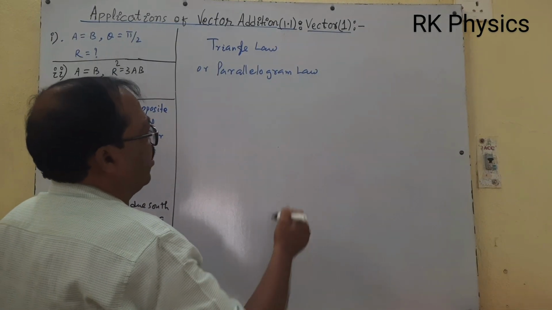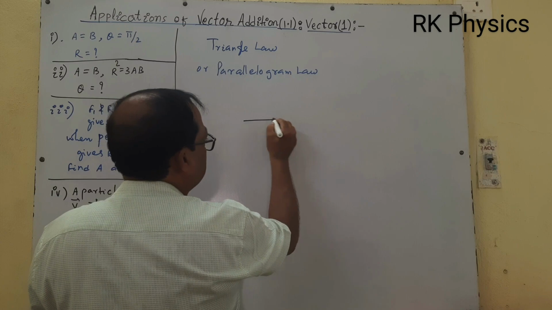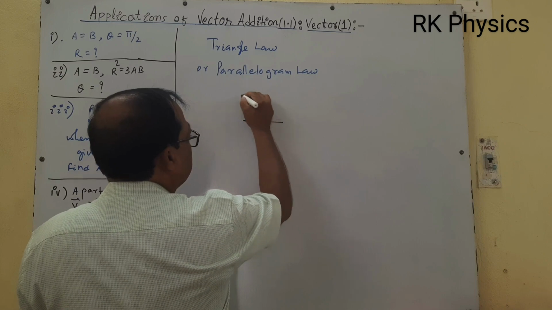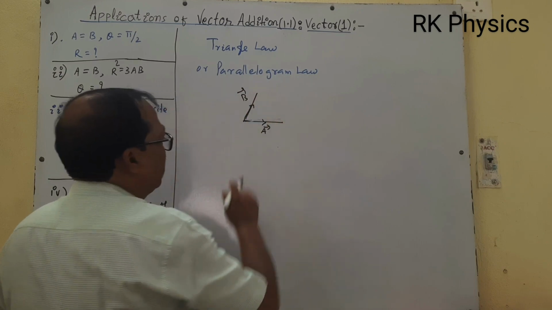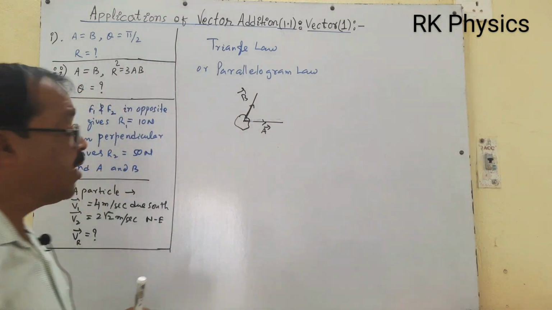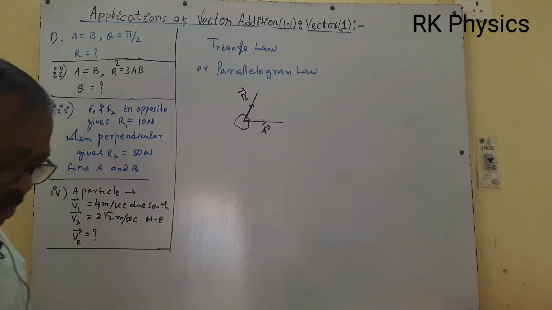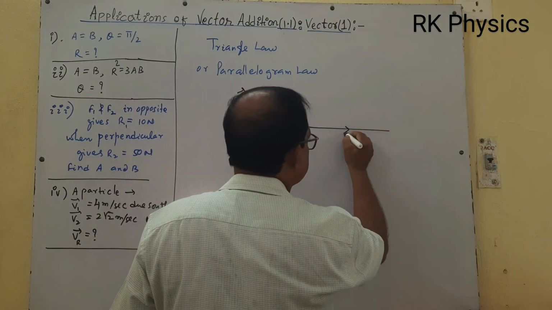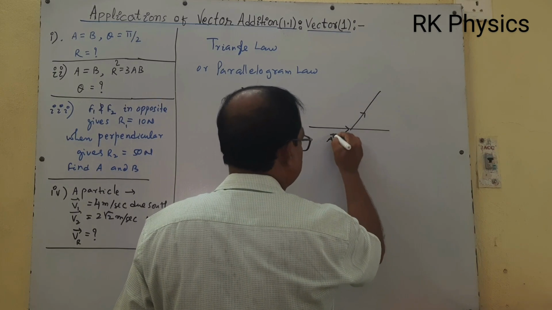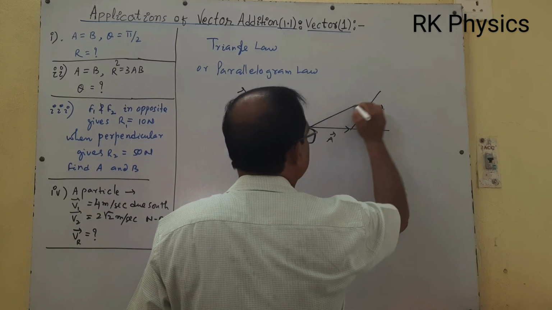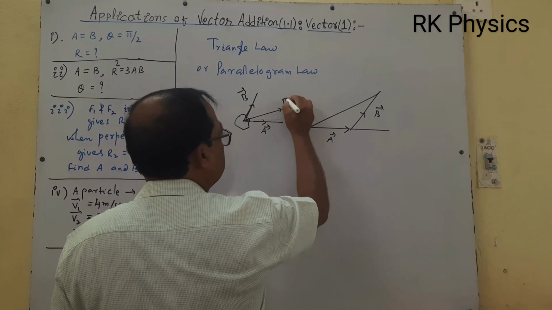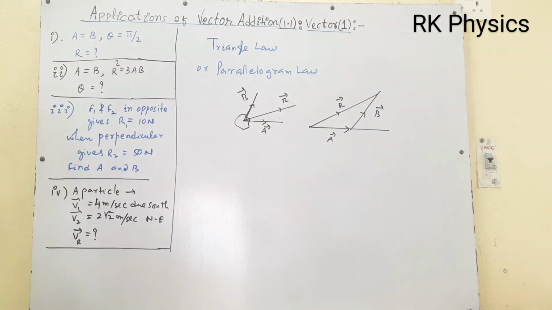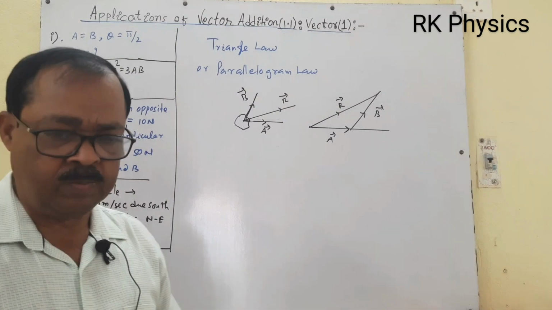Now, what the law states: two vectors A and B, acting at one point or on one object or a system simultaneously, if they represent one side of a triangle in the same order, then their resultant is represented by the third side of the triangle in opposite order.